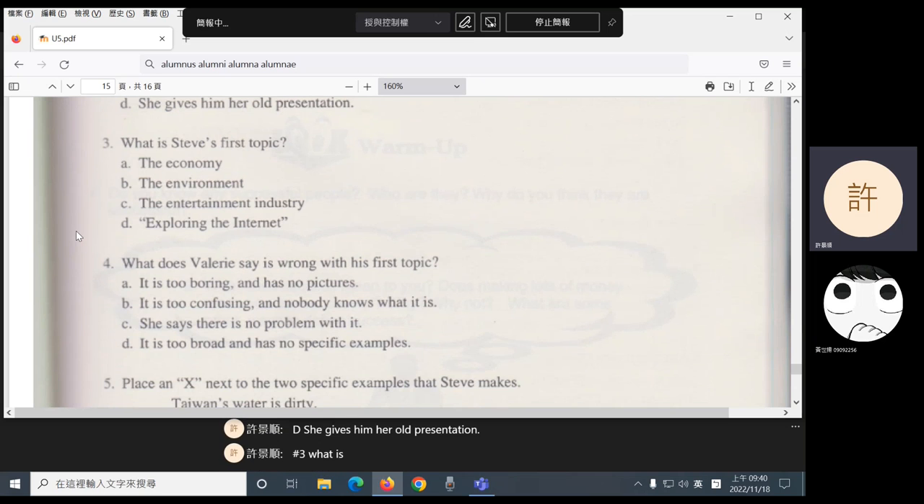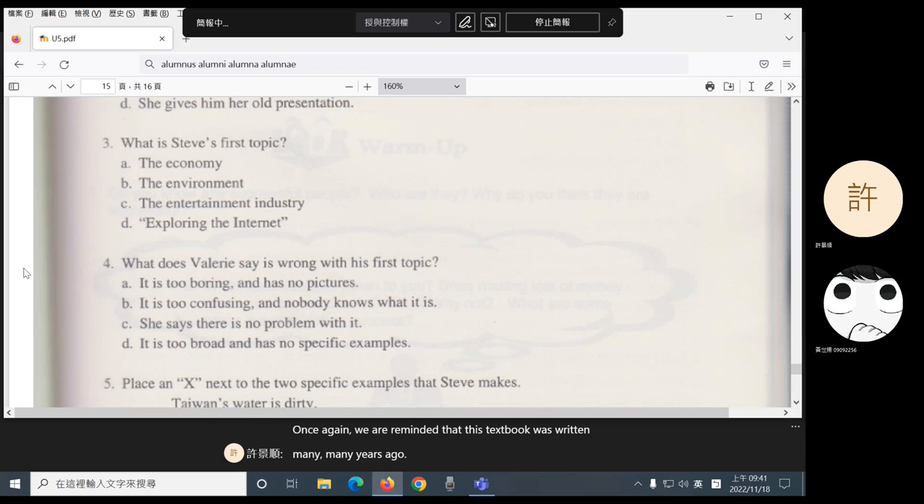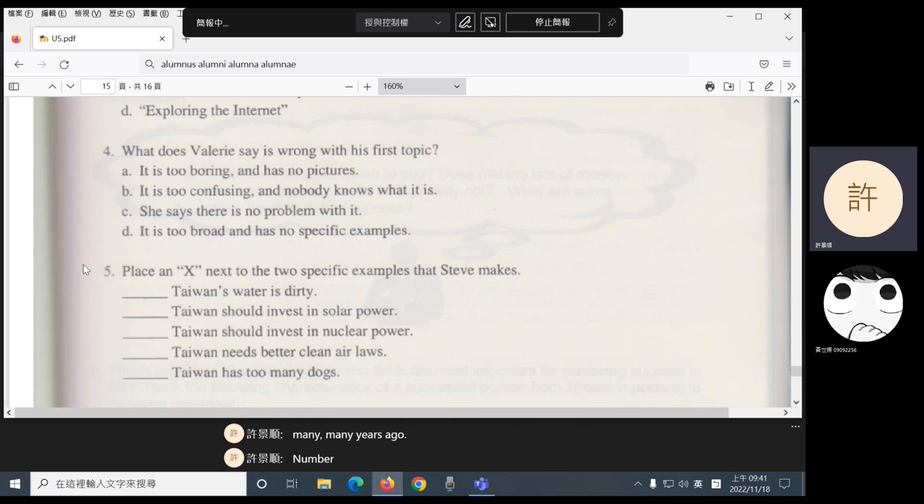Number three, what is Steve's first topic? A, the economy. B, the environment. C, the entertainment industry. D, exploring the internet. Once again, we are reminded that this textbook was written many, many years ago. Number four, what does Valerie say is wrong with his first topic? A, it is too boring and has no pictures. B, it is too confusing. Nobody knows what it is. C, she says there is no problem with it. D, it is too broad and has no specific examples.